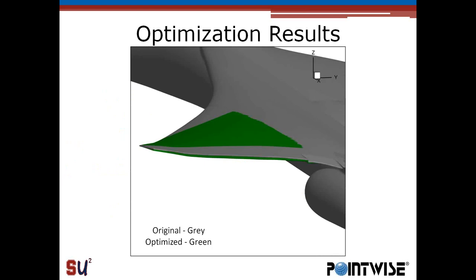If we go ahead and take the original and the optimized geometry, and here we're showing a close-up of the outboard wing section. So in gray we have the original geometry, and in green we have the optimized geometry. We find that the optimized geometry has actually lowered the leading edge slightly and also the trailing edge. So it's essentially introduced some more camber to the design.